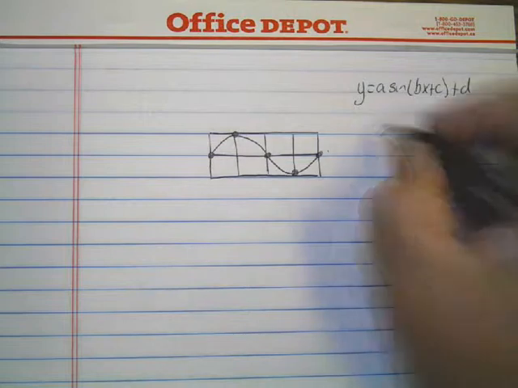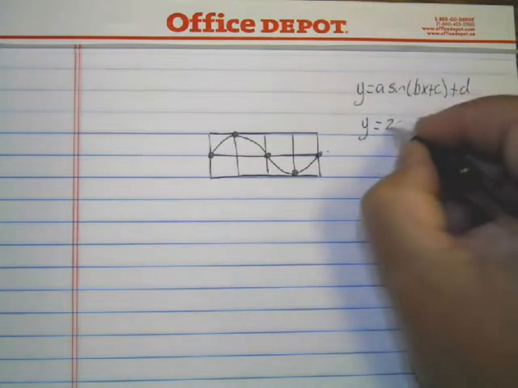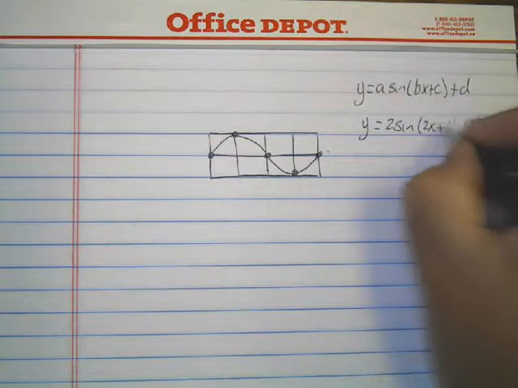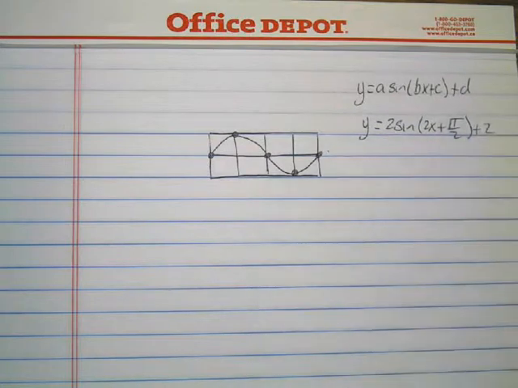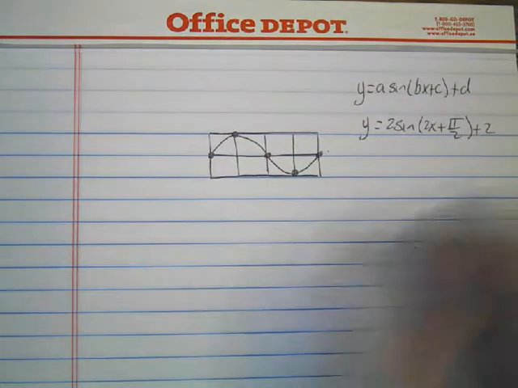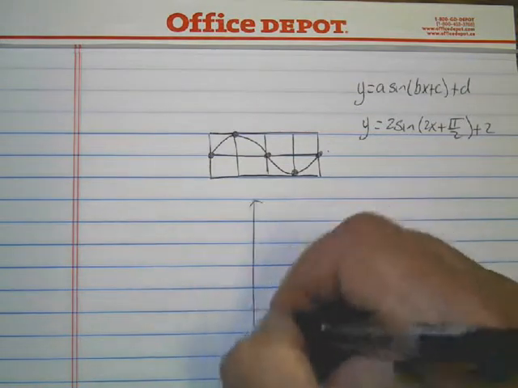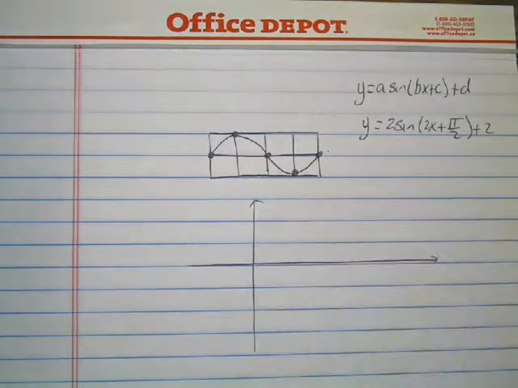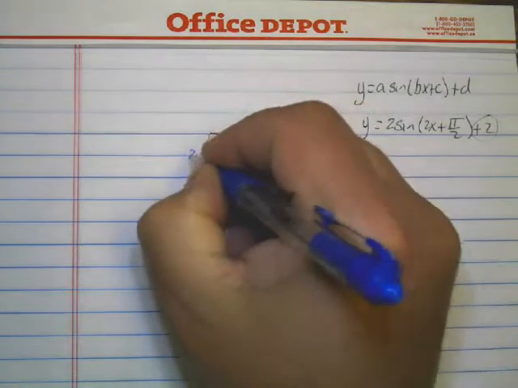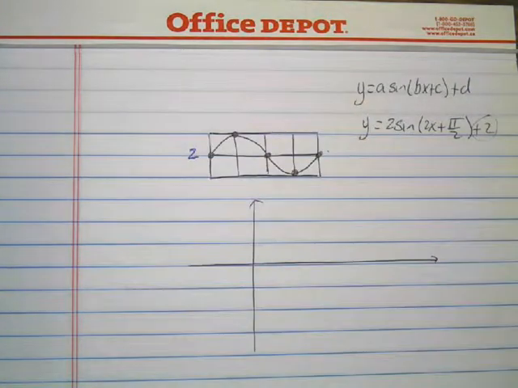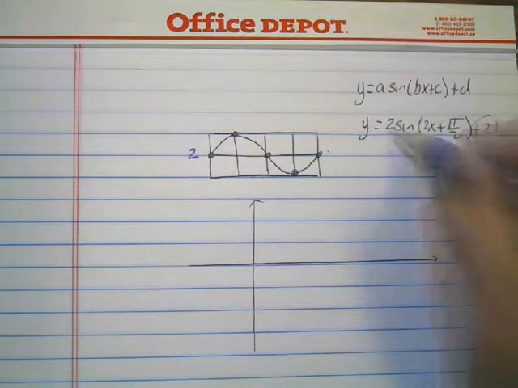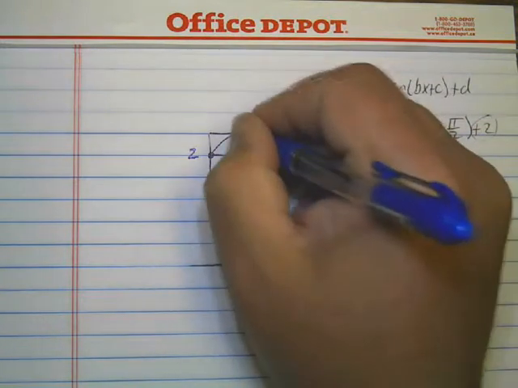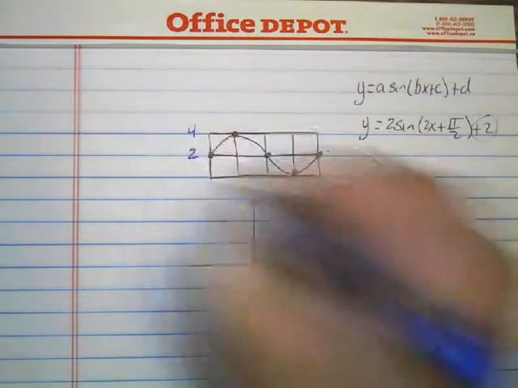So for example, if I said y equals 2 sine 2x plus pi over 2 plus 2. And sometimes it's hard to graph that on a coordinate plane. So this box will help me do that. Now, D is our vertical shift, and that is always placed right here in the center. So there's the 2. A is our amplitude. It's out in front. It tells us how high this is going to go. So it'll go up to 4 and down to 0.